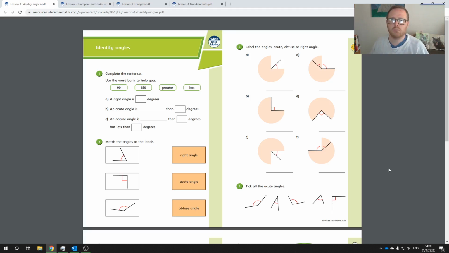So the first lesson, the first day, is all about identifying angles. You've got some work on identifying which ones are acute angles, because they're tiny little cute angles, which ones are obtuse angles, because they're really big and they do this when they're walking around, and which ones are right angles, so they're exactly 90 degrees. There is one more angle called a reflex angle, but we don't need to worry about that in Year 4. It's when it's bigger than 180 degrees.